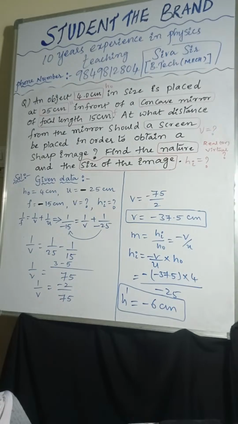An object of size 7 is placed 27 inches from a concave mirror of given focal length. At what distance from the mirror should a screen be placed so that a sharp image is formed? Okay, same thing. Height of the object is given, object distance is given, focal length is given. We can find out with the same method. Those who have any doubts, you can let me know. One more problem I'll give.